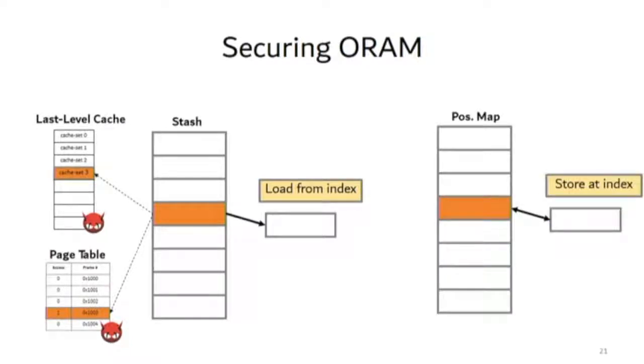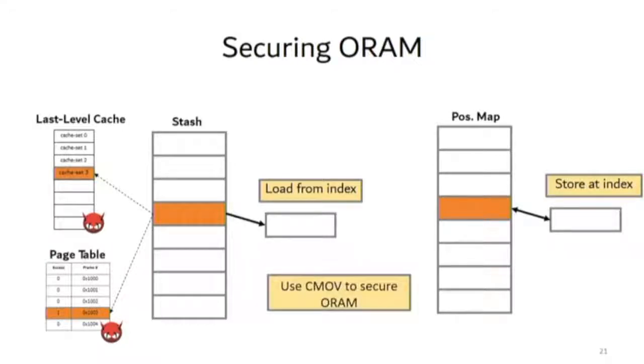Again, for the position map, you have to consult the position map on each access. You have to know exactly which index to access. And if the attacker knows what index within the position map you accessed, the attacker knows which block you were getting from the server, from the ORAM trees. So again, that would defeat the whole purpose of ORAM.